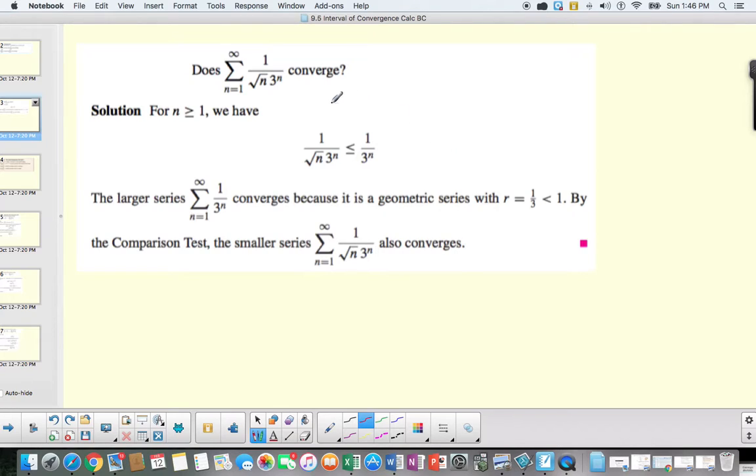The hardest part is, what do we compare it to? And you try to compare it to something that's simpler. Now, how do I know this is less than or equal to this? Well, that's because this creates a denominator that's greater than this, and when the denominator is greater, the fraction is smaller. What's nice about this series is that we know it's geometric and that the ratio is 1/3. And so it's underneath a converging series, therefore it also converges. And this is how the direct comparison test is used.